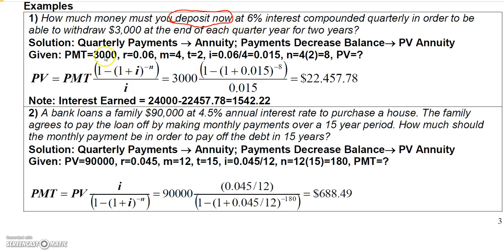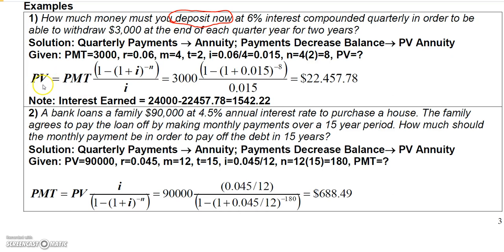So we're given the payment is $3,000. We're given the rate is 6% or 0.06. We know we're compounding quarterly, so M is 4, for 2 years, so T is 2. So I would simply be 0.06 over 4 or 0.015, and N would be 8. So we want to find the present value.